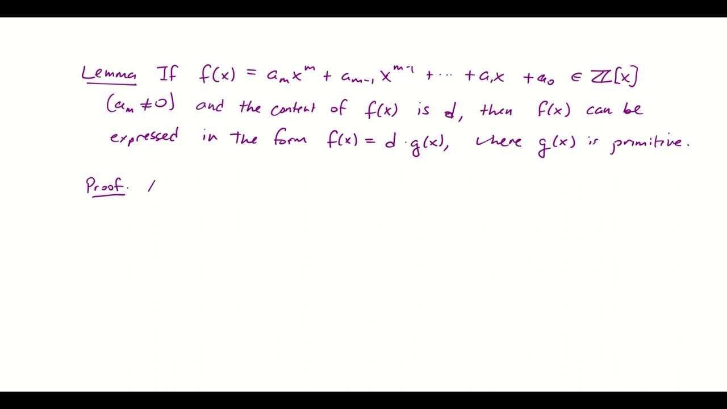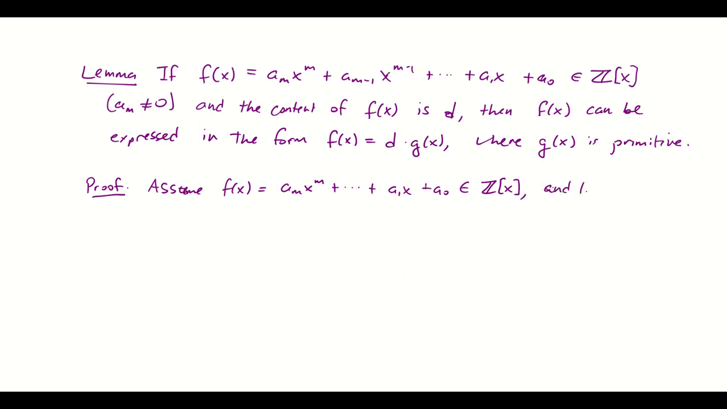All right, so let's assume f of x is equal to a_m x to the m, etc., down to a_1 x plus a_0. And as always, we assume that's an element of Z bracket x.